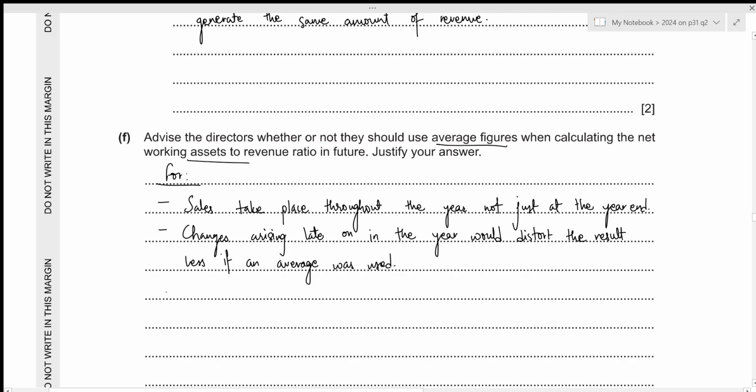Okay, now we need points against changing towards the average figures from our closing balance. The very first point we can write down is that changing the method of calculation will not have any effect on the actual performance. So change in calculation would not have any effect on actual performance.